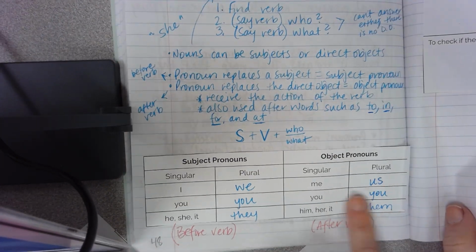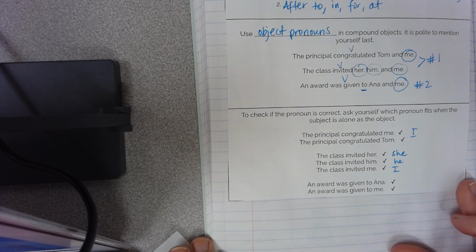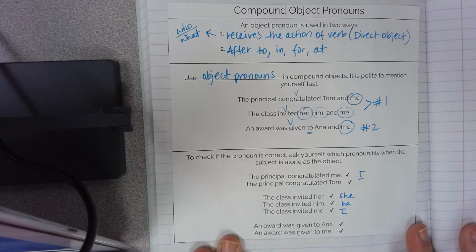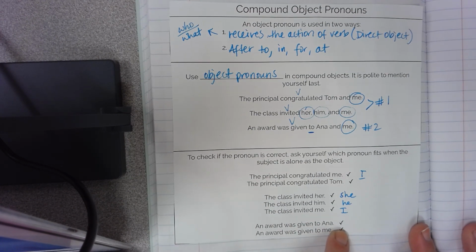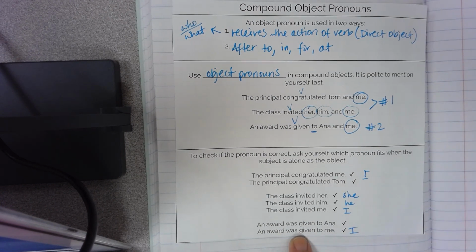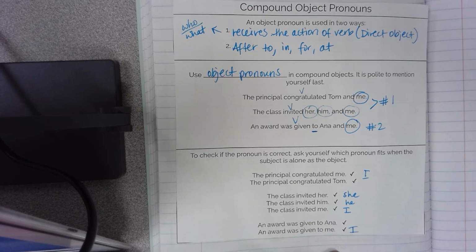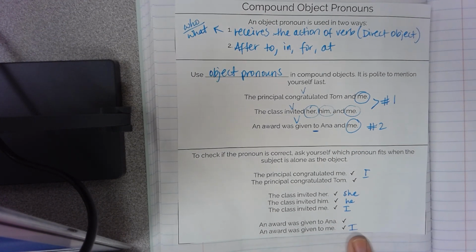Okay? And then same thing with this one. An award was given to Anna. An award was given to me. Yeah, both of them make sense if you separate them alone. An award was given to I. No, that doesn't make sense. We wouldn't say that in our normal conversation. I is a subject pronoun, so you will never find I at the end of a sentence. I will be before your verb.